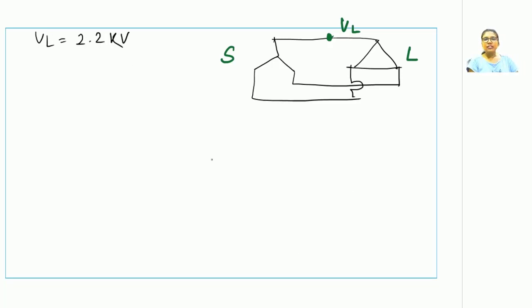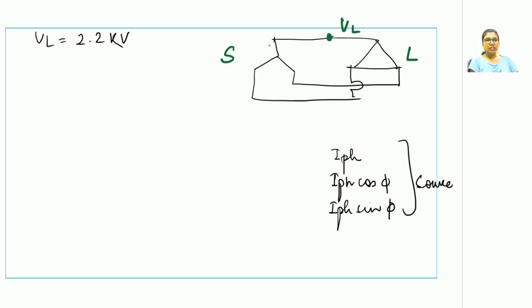Now what does the question say? The question says to find out the I phase, the active component of the phase current, and the reactive component of the phase current at the source end. That is on this side. In order to figure out the phase current value, I require the load value along with this VL value or some other value, because just with this voltage value I won't be able to figure out the I phase value.